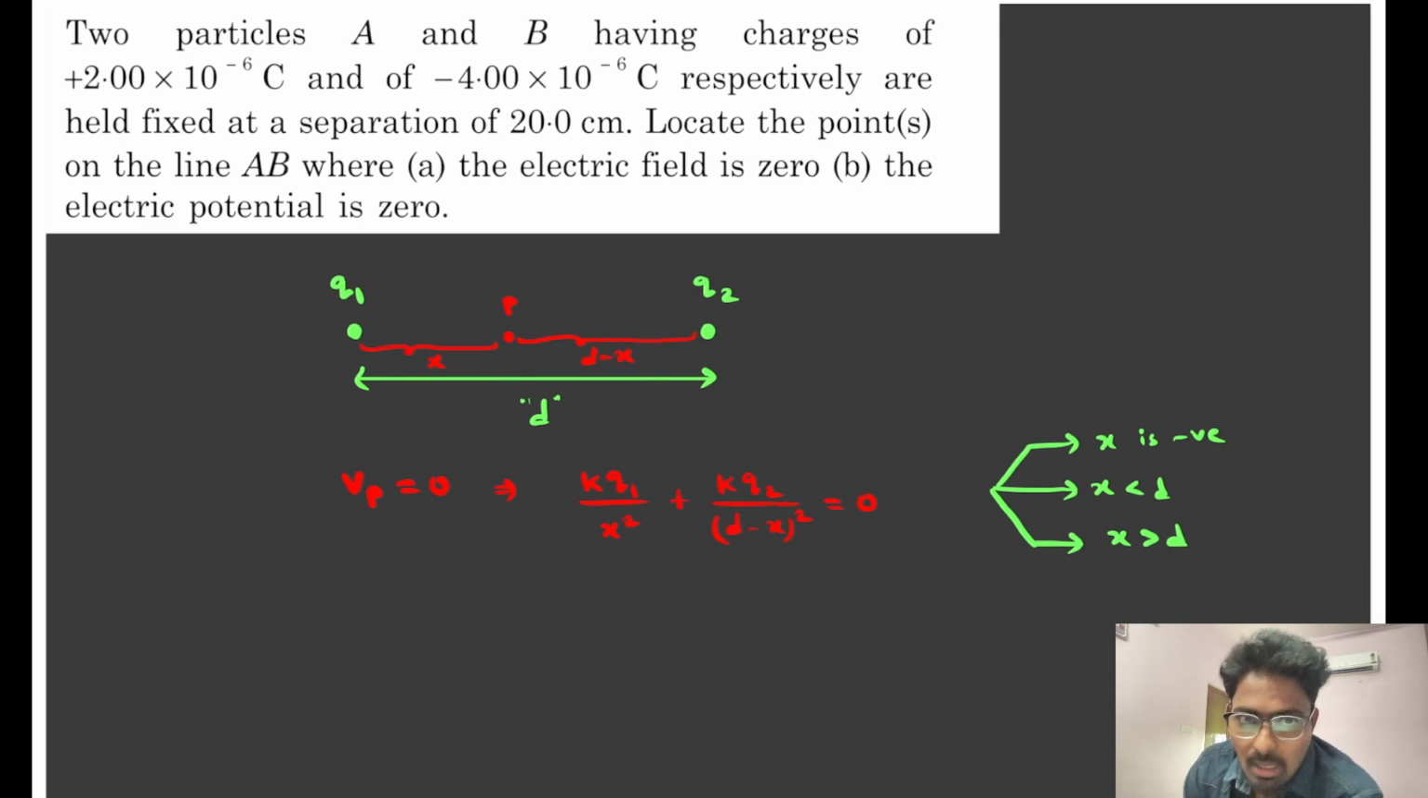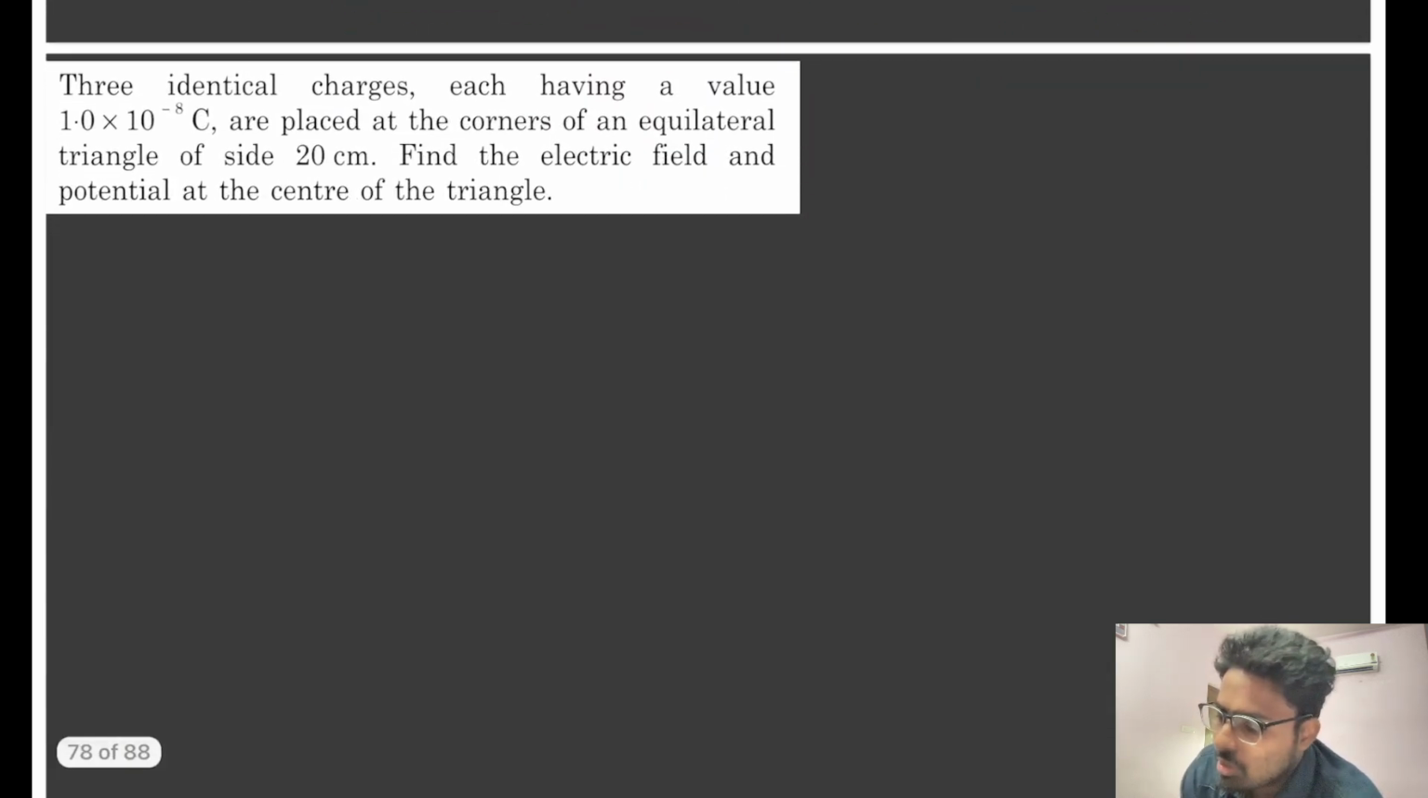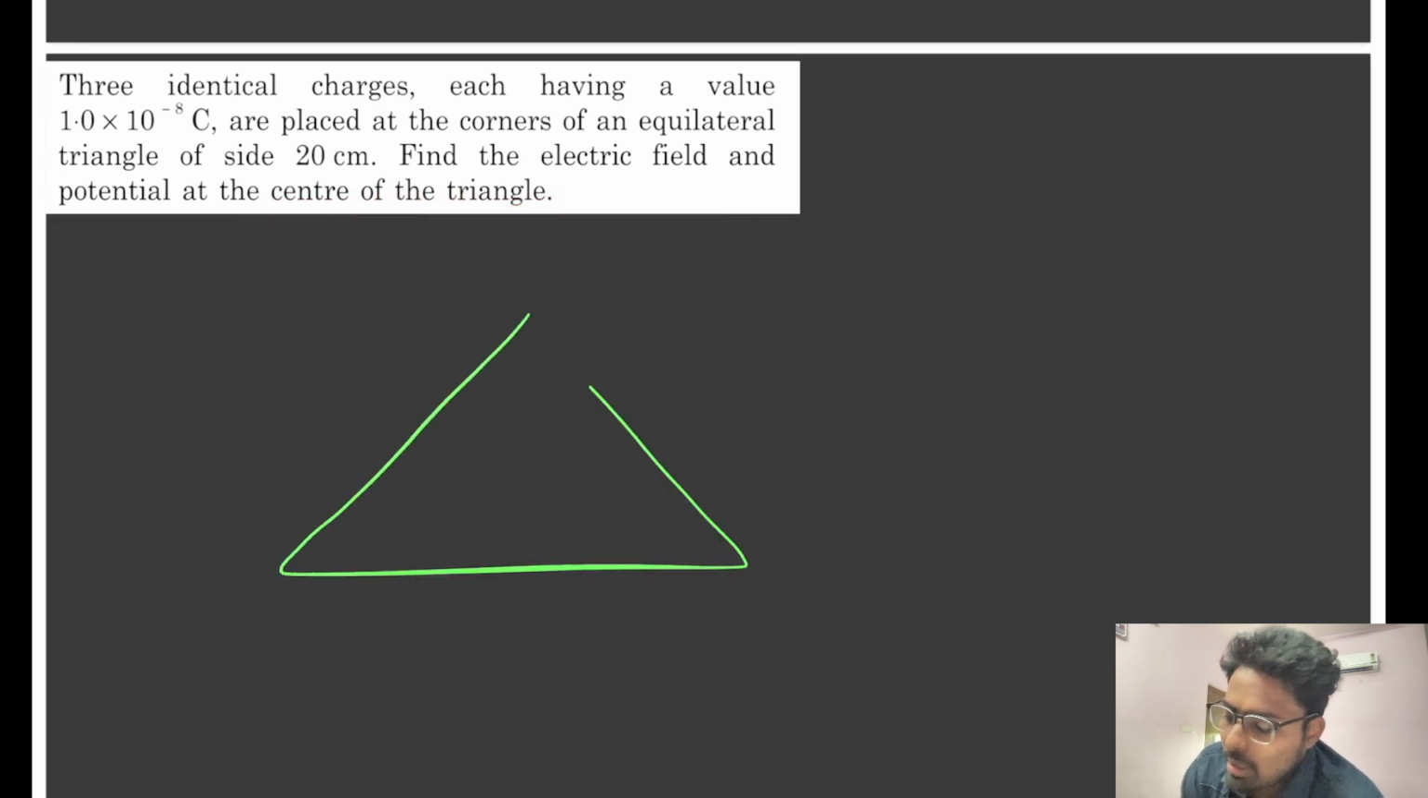Okay, so this is one standard problem. So I hope it's clear for everyone. So let us move on to the next question. The next question they're telling three identical charges, each having value 1 into 10 power of minus 8 coulombs, are placed at the corners of an equilateral triangle of side so and so. Find the electric field and potential at the center of the triangle. Okay, so they're asking us to find the potential at the center.